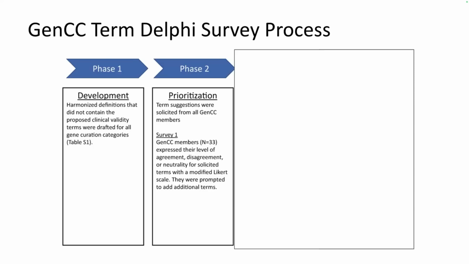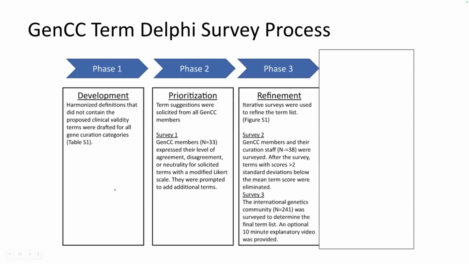So during the survey, the Gen CC members expressed their level of agreement, disagreement, and neutrality, and then they were prompted to add additional terms for the next round of the Delphi survey. And so then for phase 3, we did iterative surveys to refine the term list. And for these, really the terms that scored the worst were removed in each iteration until we got to a much more concentrated level of terms. So for the second set of surveys, we extended this to Gen CC members and their curation staff.